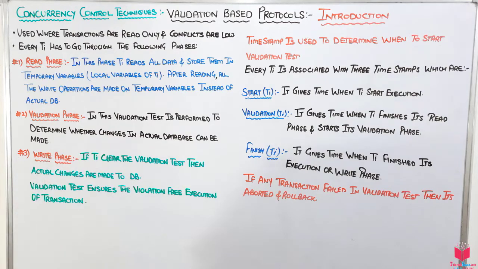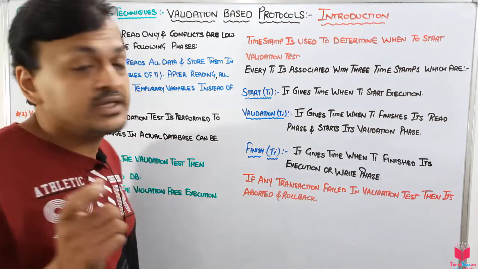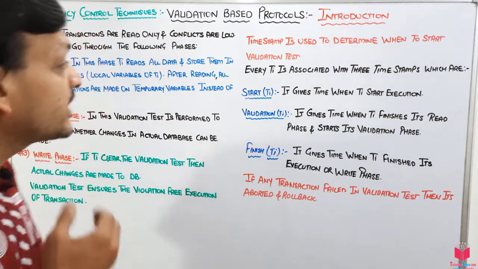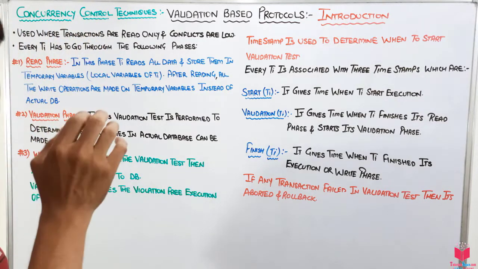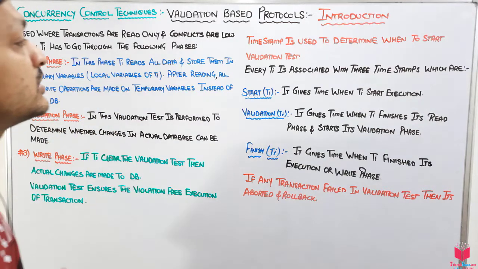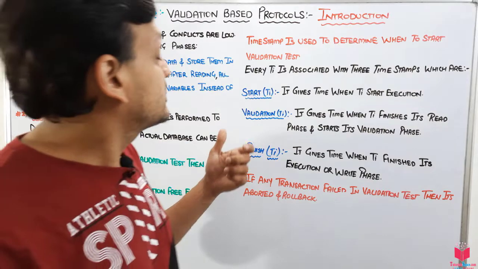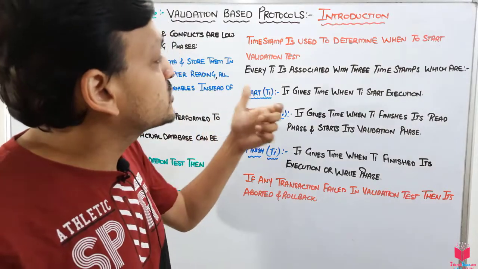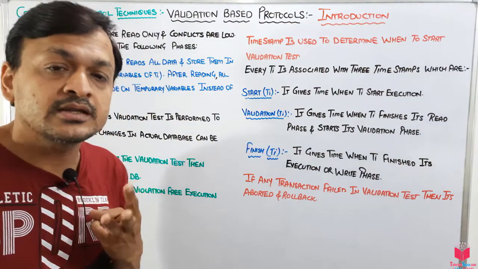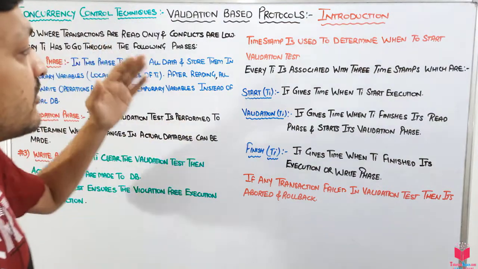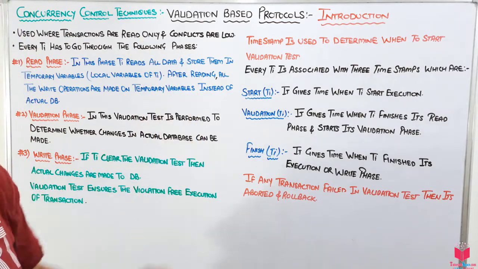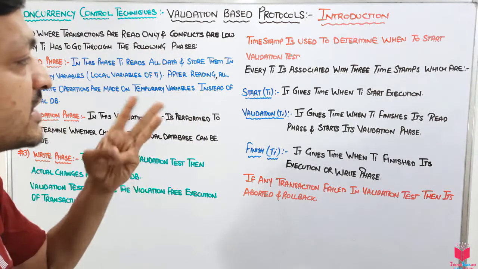Now moving to another point: the timestamp is used to determine when to start the validation test. So we use the timestamp concept to check when we have to go for the validation test. Every Ti, that is every transaction, is associated with three timestamps, one for each phase. We provide the timestamps to every transaction. So which are the three timestamps?